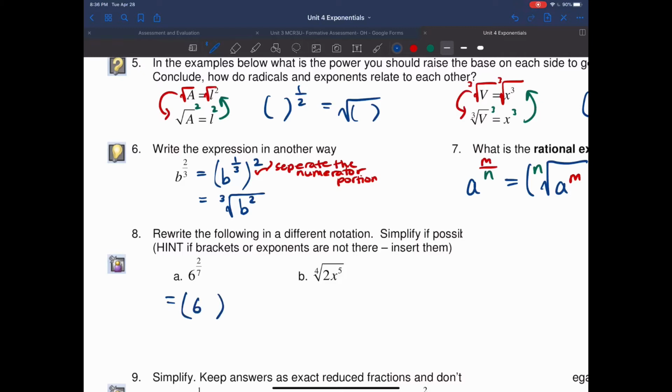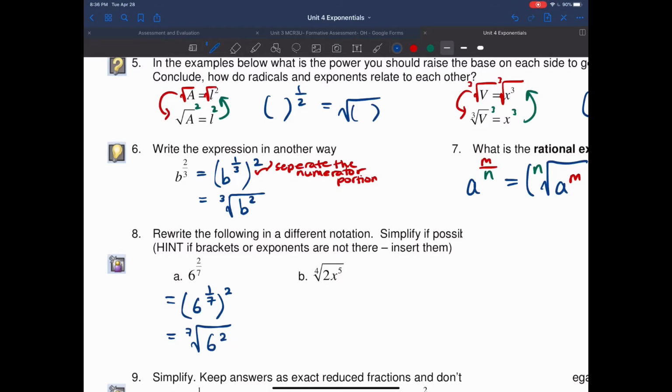I'm going to write 1 over 7. And what do I multiply 1 over 7 by to get 2 over 7? Well, I'm going to put the 2 on the outside of the exponent. And rewriting that into the radical form, I have the 7th root of 6 to the exponent 2, like so. It's like the 7th root, and then you have 6 with exponent 2.